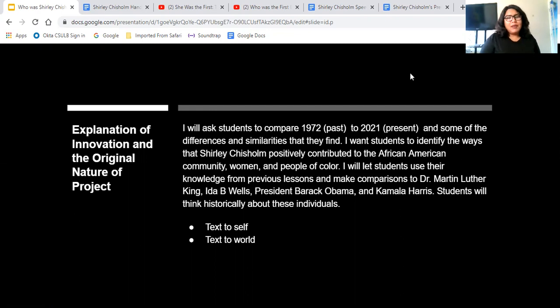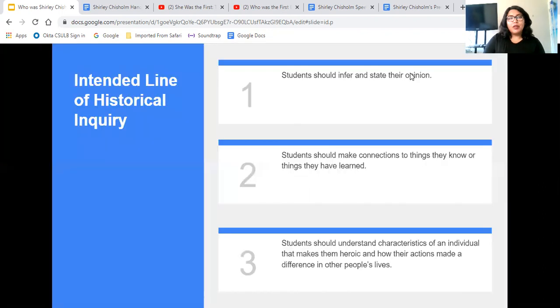Hillary Clinton, and maybe even go way back to the 1920s and talk about Ida B. Wells and how she compares to Shirley Chisholm, and maybe some of the different struggles or different fights for women's rights or women's liberation movement, things like that.